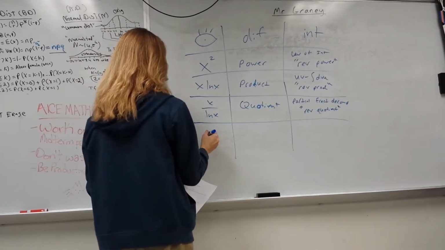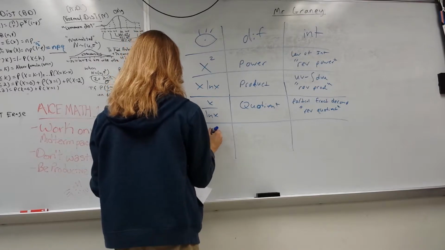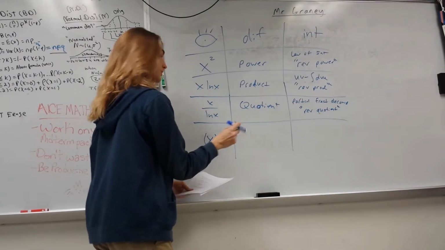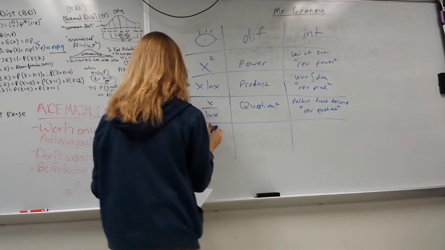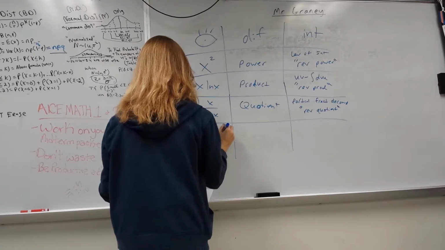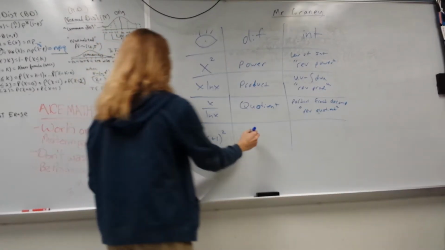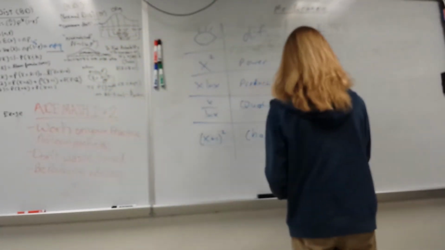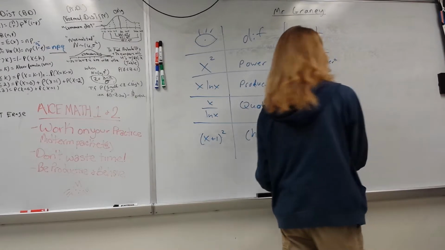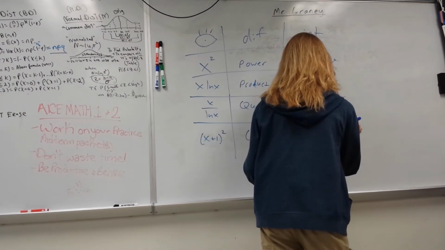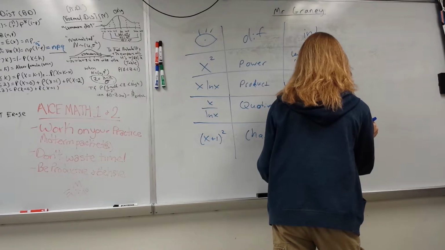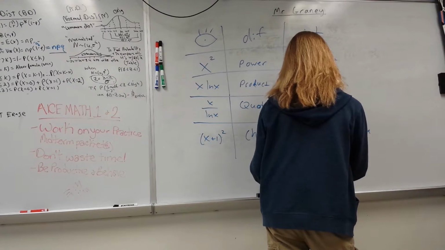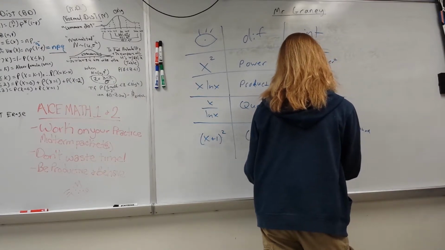And then the fourth scenario is the chain rule. The example was something in parentheses, x plus 1 squared. You would do the chain rule if you're differentiating it. But to integrate, you would do u substitution, or we could call it reverse chain rule.